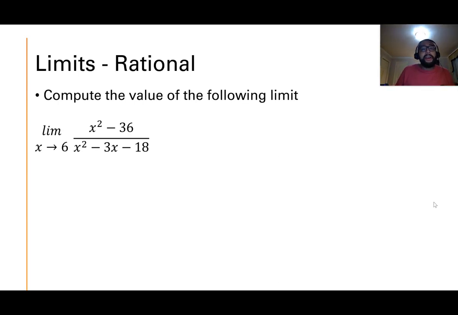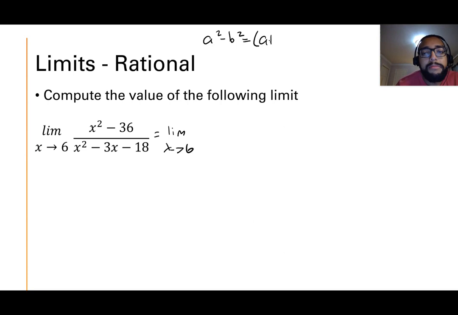We're going to compute the value of the following limit. Limit as x approaches 6 of x squared minus 36 over x squared minus 3x minus 18. So we're going to use the fact that we can factor. And one thing on top, notice here, and I'm going to write my limit sign because I will forget it, we have a difference of squares. If you remember, our difference of squares is going to be a plus b and a minus b. And we're actually going to use that fact on this next couple of slides.